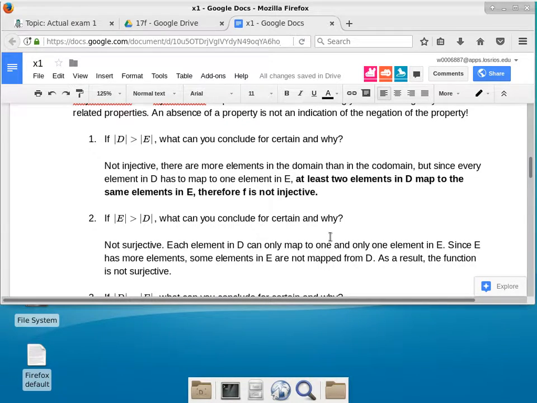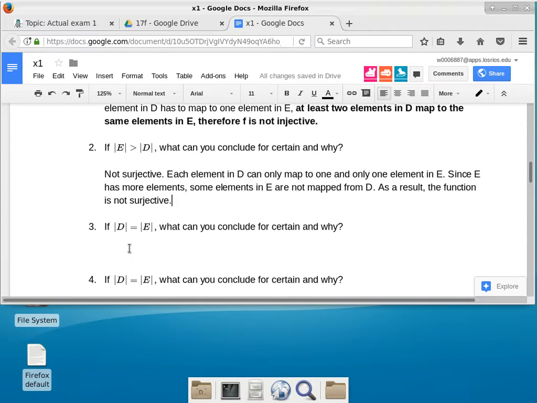And it has to be a one and only one mapping. In other words, one element in D has to map to one and only one element in the codomain. So that's why when you have fewer elements in D than you have in E, then the function is guaranteed not to be surjective. Is that okay? All right.